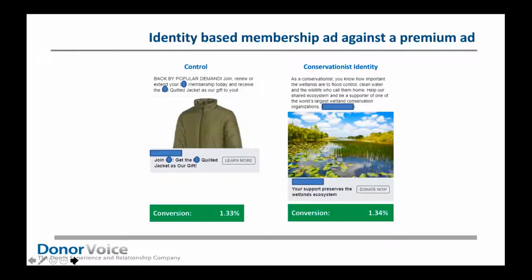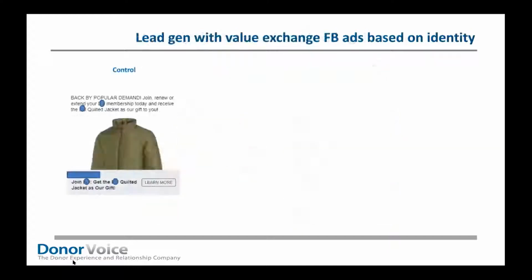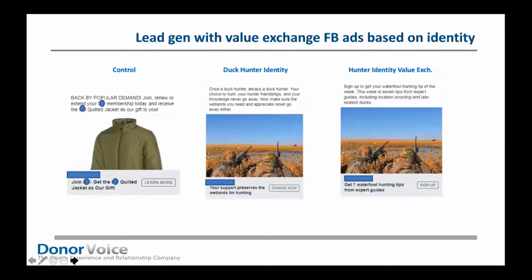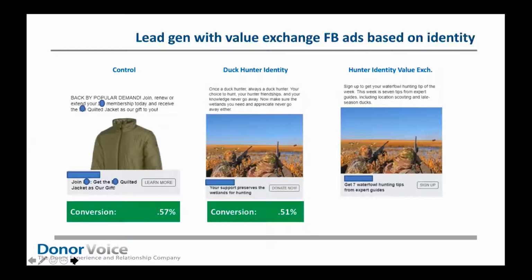Right, I said we had two identities for this client. The second one was a hunter identity. So we created this ad that has messages around them being hunters, having hunter friends, and their knowledge. And in this case, because the charity had the material to do so, we also created a value exchange ad where we told them that we're offering hunting tips. And looking at engagement in this case, once again, the identity-based ad performed similarly to the premium ad, proving that this might be a successful way to acquire new donors without relying on premiums.